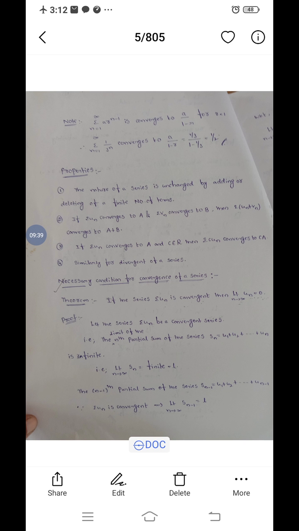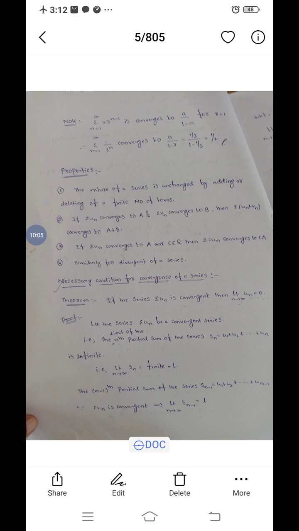Okay, next, the second point: if summation Un converges to A and summation Vn, meaning the series, converges to B, then summation Un plus Vn converges to A plus B. Okay, next, if summation Un converges to A and C is a constant, a real value, then summation C into Un also converges to CA.